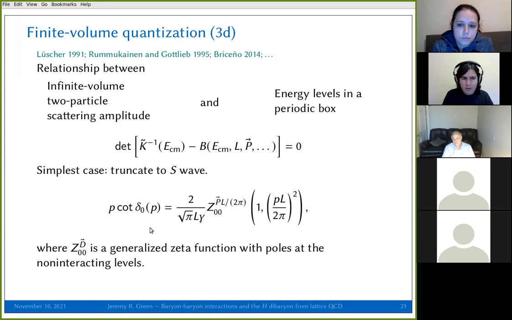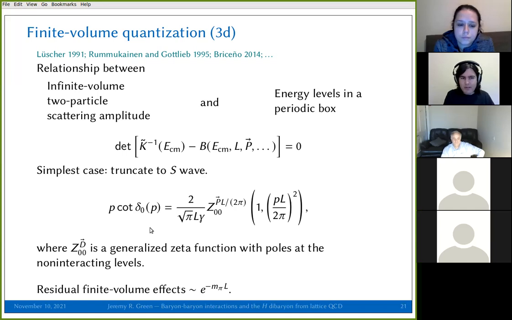You can also use it the other way, where you have some ansatz for the left-hand side, and then you find all the solutions to this equation, and this gives you the spectrum predicted from that ansatz. And that's a common way of fitting to the lattice data. You have some ansatz, plug it into the quantization condition, turn the crank, find the spectrum, and then compare this with the lattice spectrum when you're fitting.